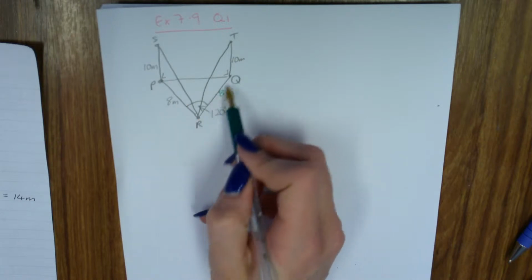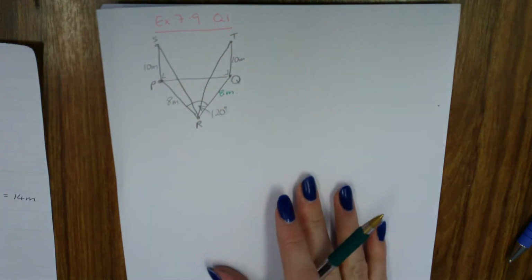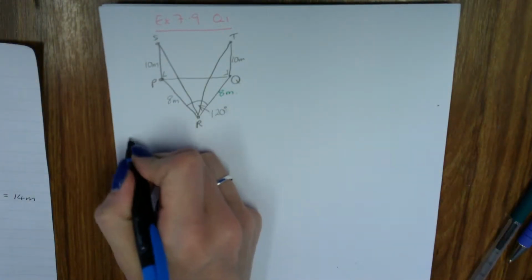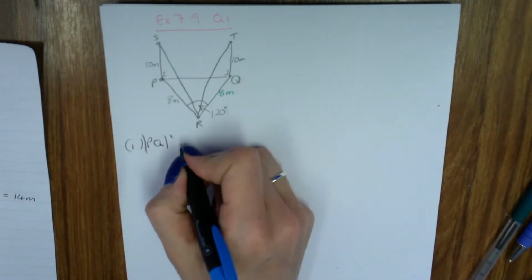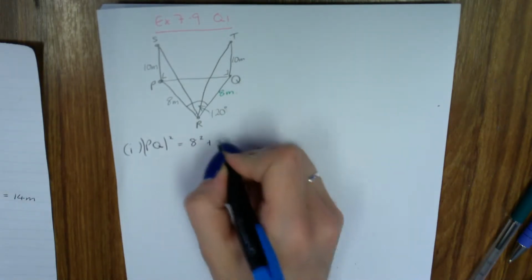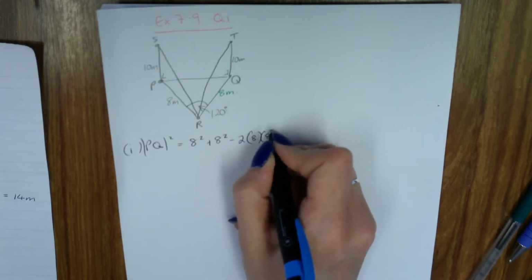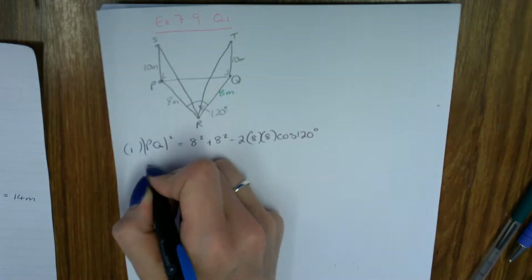So we're going to take the triangle that's on the ground and use the cosine rule to do that. So for part 1, PQ, all to be squared, equals 8 squared plus 8 squared, minus 2 times 8 times 8 times cos of 120.